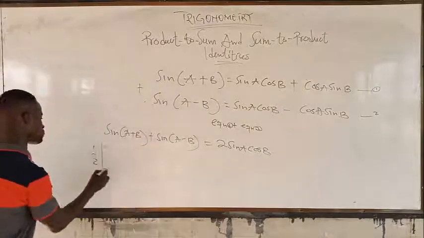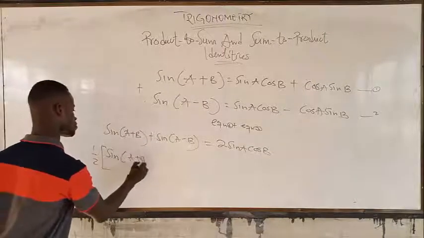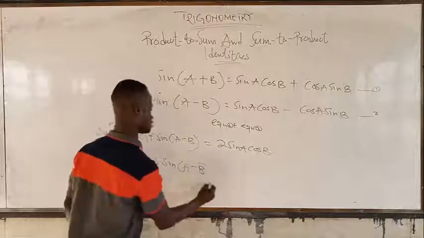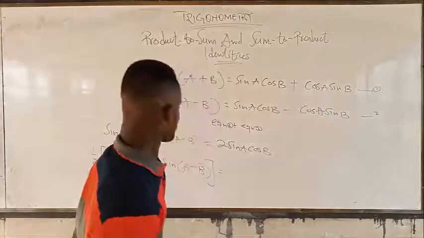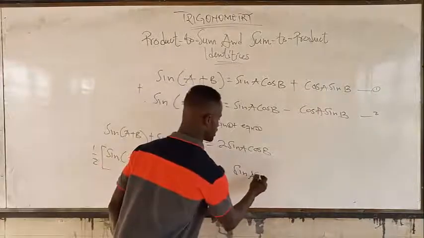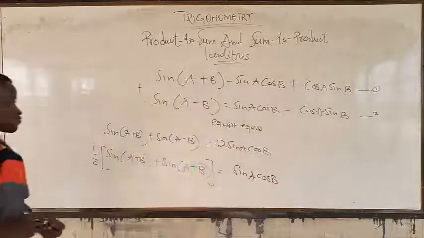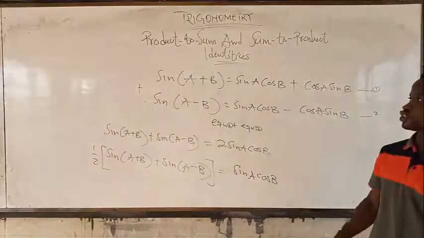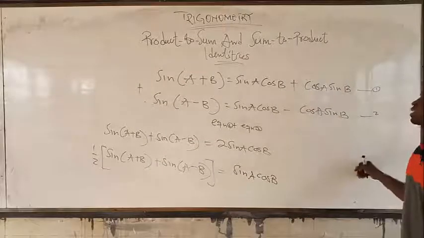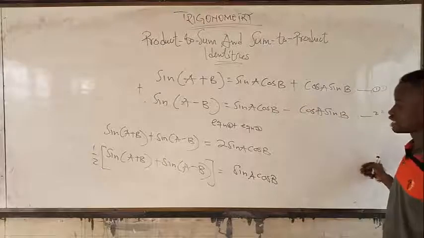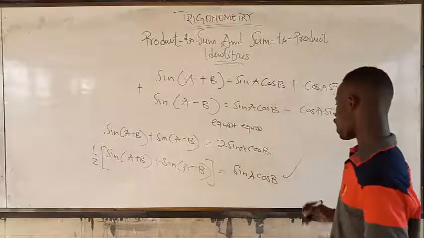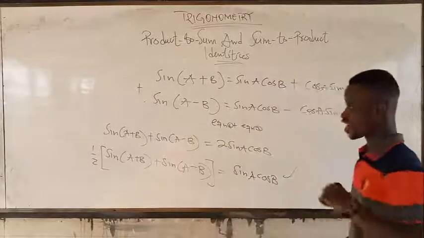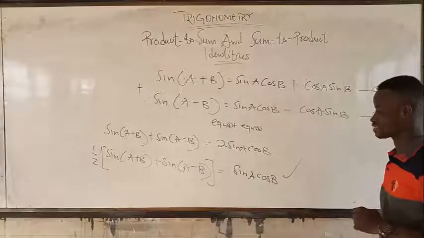So you multiply this by half, you get half of sine(A plus B) plus sine(A minus B), and this is sine A cos B. Very good. So the addition of the two formulas, sine(A plus B) and sine(A minus B), gives the identity of the product of sine A and cos B. Oh, I love this.